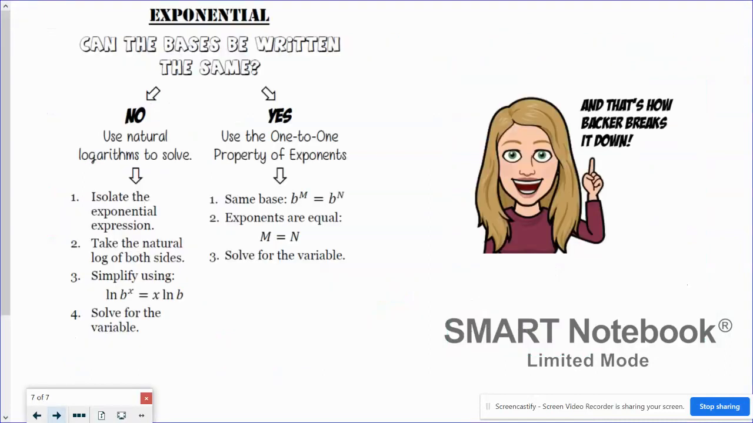Okay, this is how we can solve exponential equations when the bases can't be written the same. We're going to use natural logarithms to solve. So step one, isolate the exponential expression. Step two, take the natural log of both sides. Step three, simplify. Remember, the exponent is free. It'll come out in front. And then step four, solve for the variable.